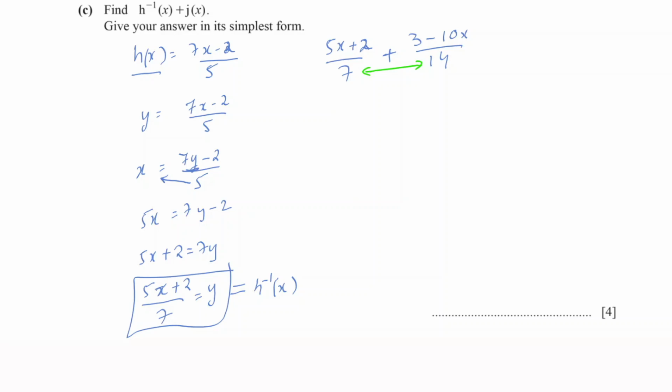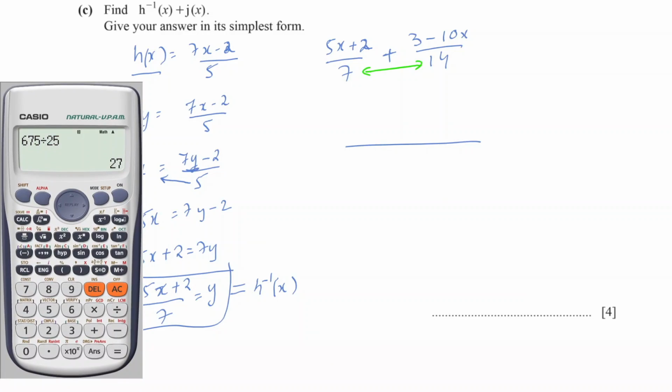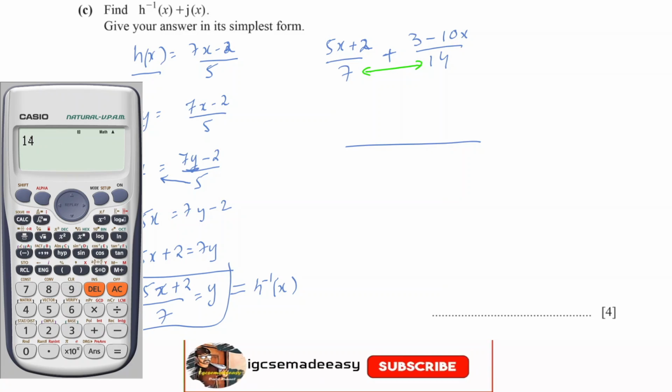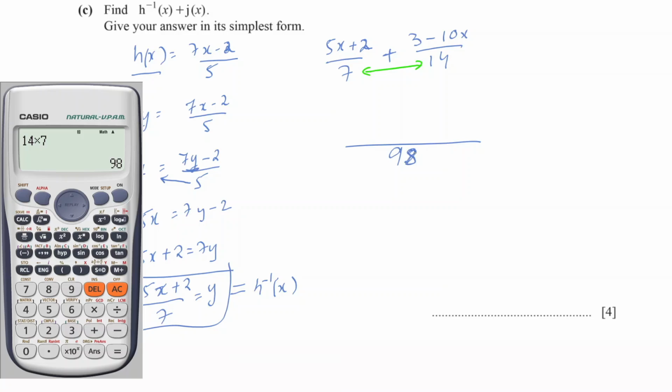So what is 14 times 7? Let's take out a calculator. I'll put it over here. 14 times 7 is equal to 98. So I'll write it here at the bottom.